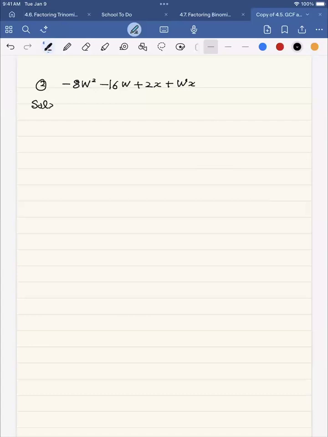The next problem is negative 8W squared minus 16w plus 2x plus wx. Let's rewrite it to negative 1 times 8w squared plus negative 1 times 16 times w plus 2x plus wx. We want to think about the first two terms and the last two terms.